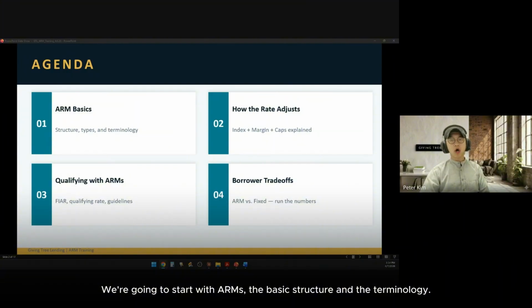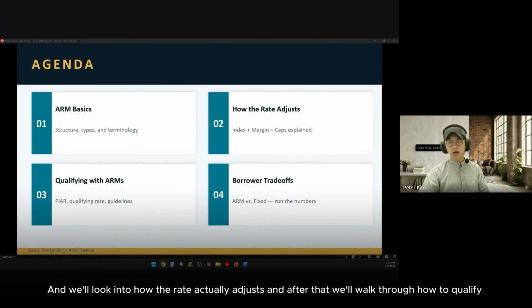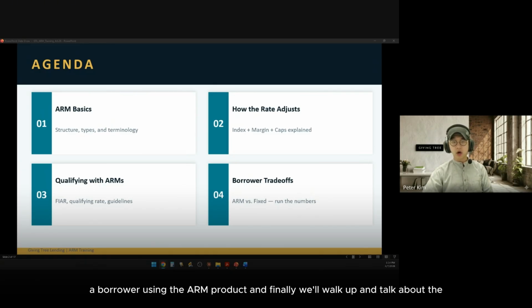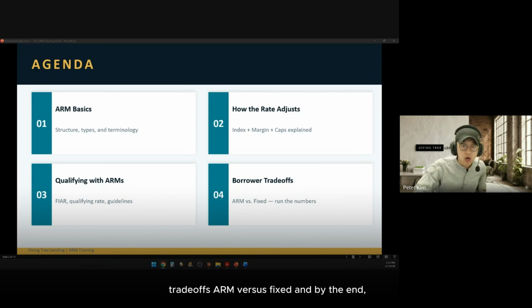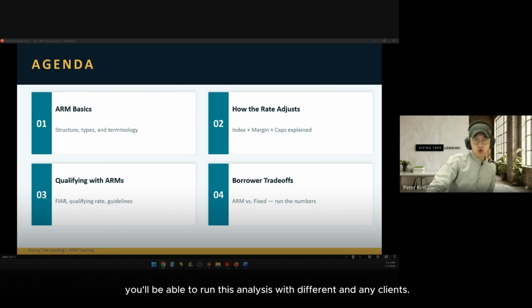We're going to start with ARMs, the basic structure and the terminology. Then we'll look into how the rate actually adjusts. After that, we'll walk through how to qualify a borrower using the ARM product. And finally, we'll talk about the trade-offs, ARM versus fixed. By the end, you'll be able to run this analysis with any client.